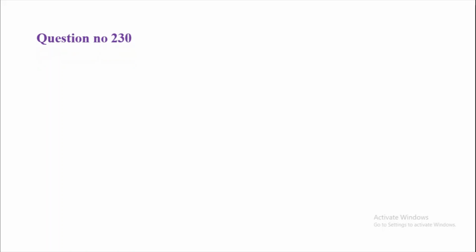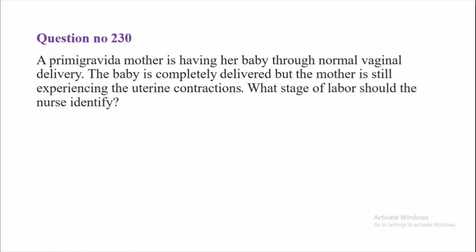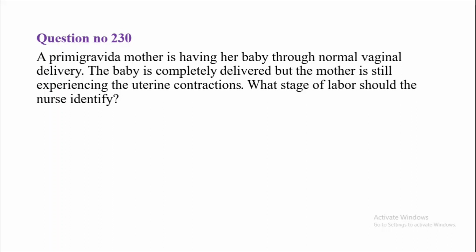Question number 230. A primigravida mother is having her baby through normal vaginal delivery. The baby is completely delivered, but the mother is still experiencing uterine contractions. What stage of labor should the nurse identify?